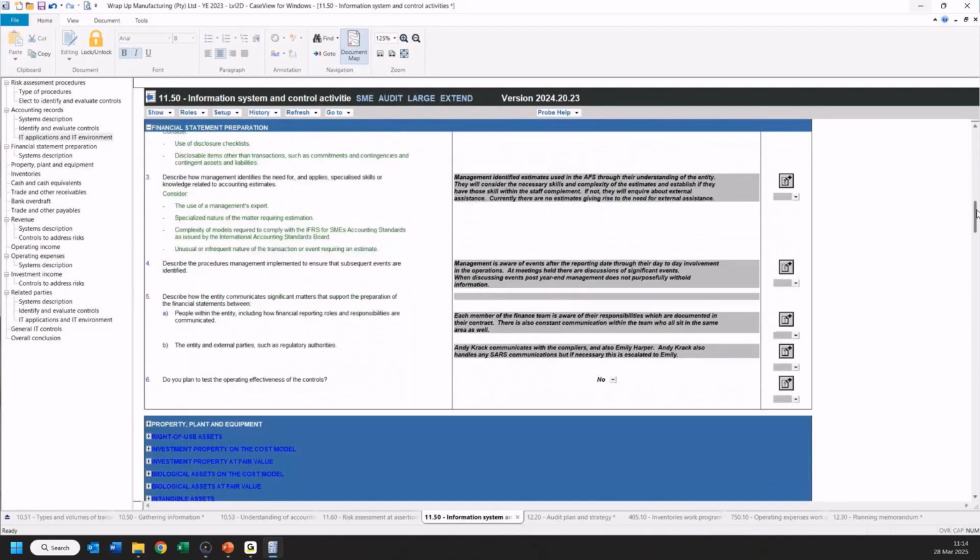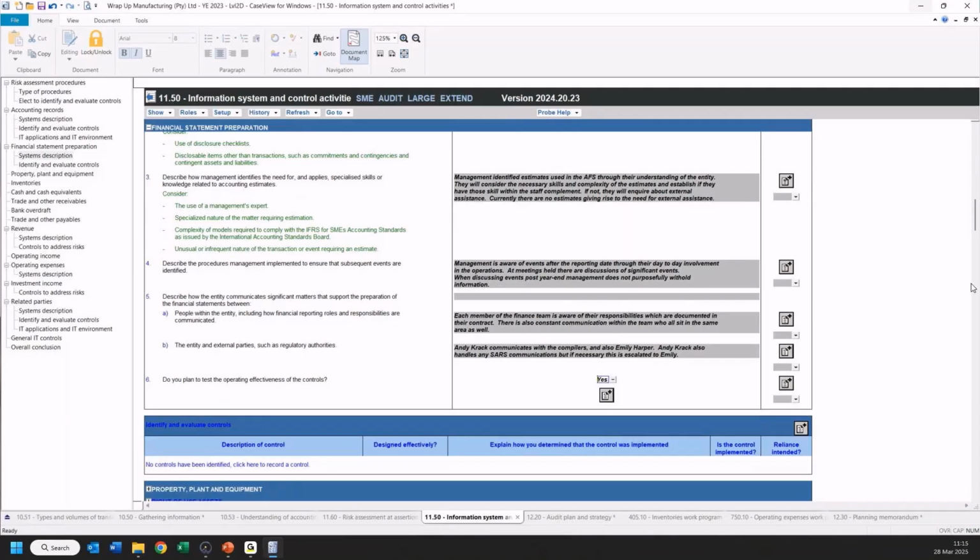Then, at the bottom, we have a question that says, do you plan, remember the 4 points when we have to document controls? 1, controls over journal entries, we've done that one. 2nd, controls over risks, we haven't come across any of those yet. And one of the other options is when you want to test controls as part of your audit response. Do you plan to test controls over financial statements? No, and therefore no table here to record any controls.